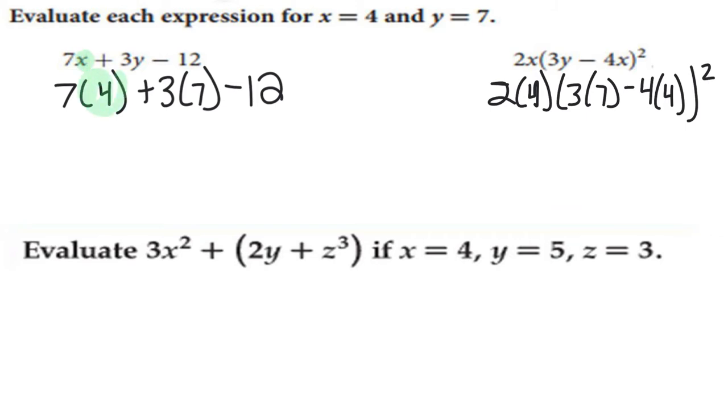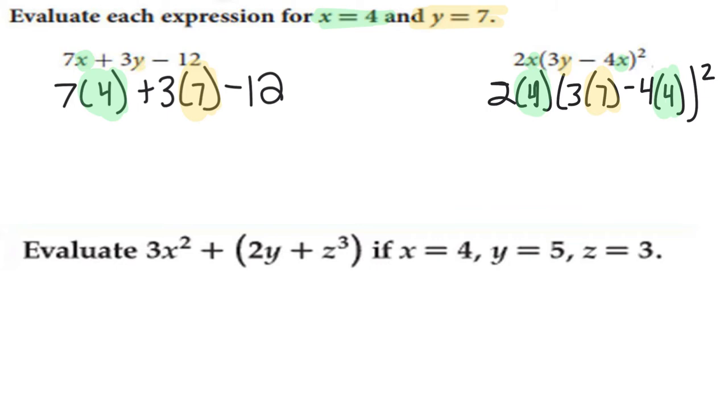Notice here's my x. I replaced it with 4. Over here, here's an x. I replaced it with 4. Here's an x again. I replaced it with 4 again. And in this next one, here's a y, so I replaced it with 7. And I'm getting those numbers from up here, by the way, y'all. If you're like, where did she get these numbers from? They're up there. And then here's a y again. I replaced it with 7.